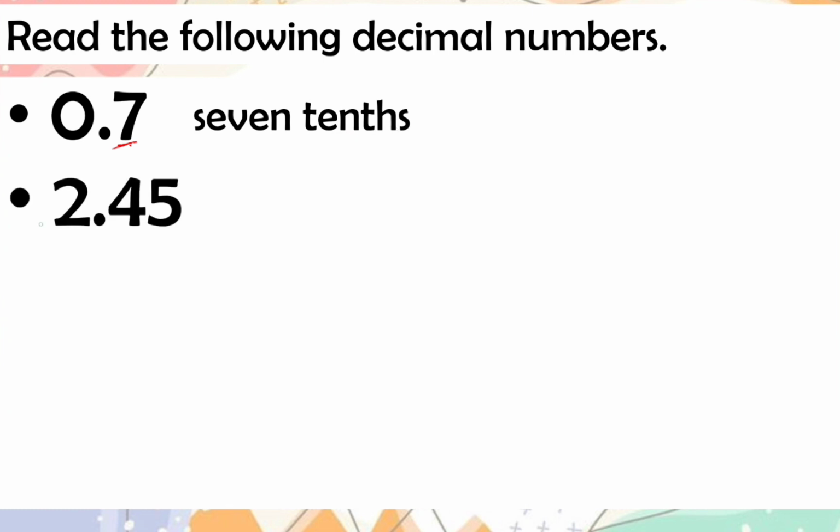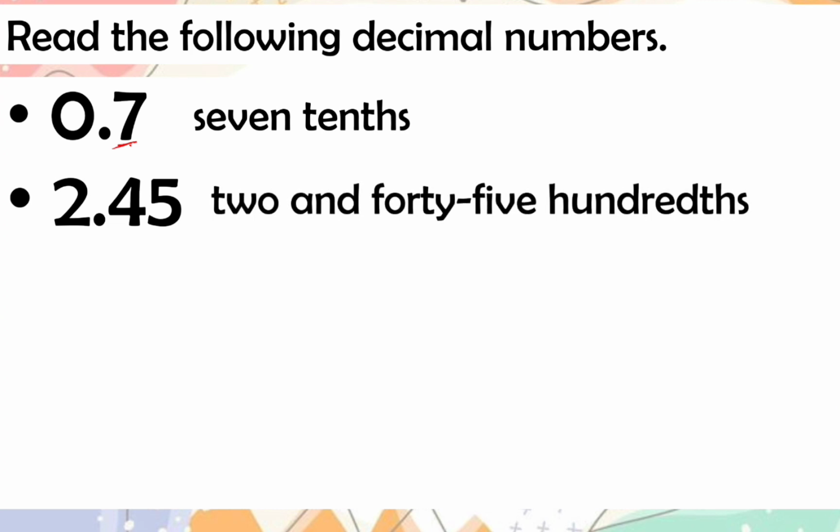Example number 2, we have 2.45. So, paano siya basahin in proper way? So, yan ay binabasa as 2 and 45 hundredths. So, always remember that the decimal point, yan ay binabasa as "and". Okay, next example.